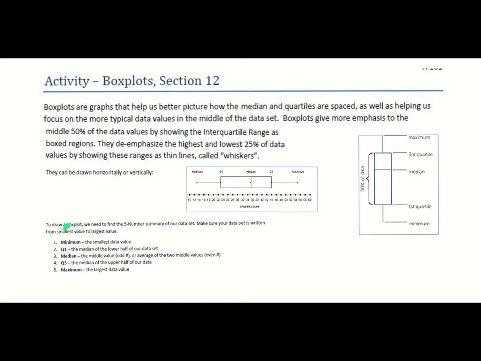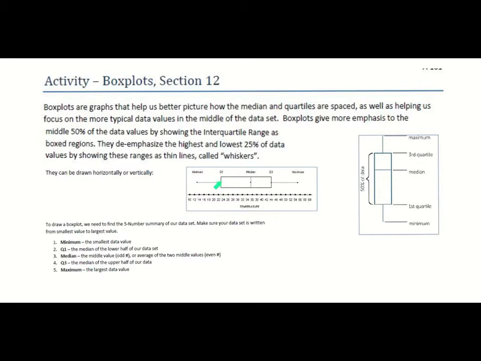So to draw a box plot, you need your 5-number summary for your data set. You're going to find your minimum, your quartile 1, your median, your quartile 3, and your maximum. So your minimum is your smallest value. Your quartile 1 is the median of the lower half of your data. Your median is your middle value, then your quartile 3, and your maximum.